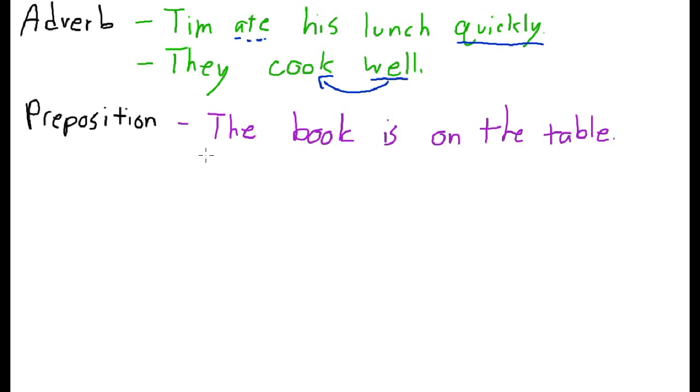So prepositions describe where something is. Where. So the book is the noun, but where is it? Well, it is on the table, correct? The book is on the table. On is the preposition describing where the book is.